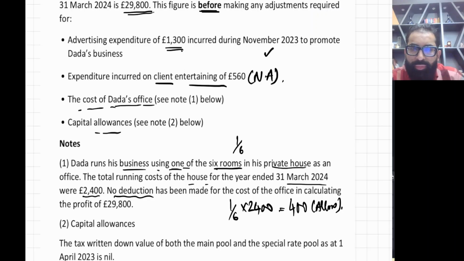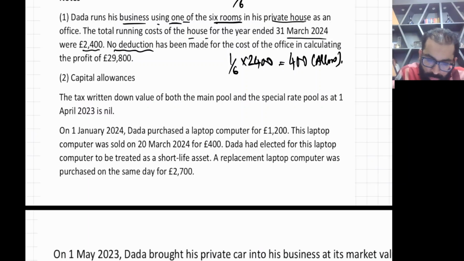So now we have capital allowances. Capital allowances is the next area. Okay. So the tax written down value of both the main pool and the special rate pool as at 1st April 23 is nil. Very good news.